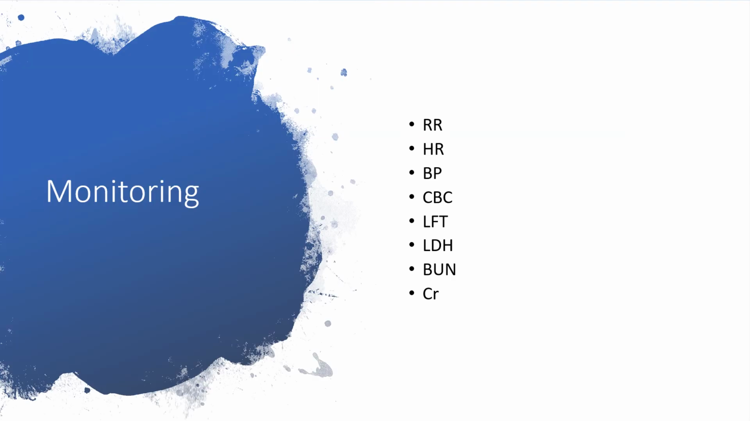Monitoring. We have to monitor the respiratory rate and the heart rate. Why that? I'm afraid of cardiorespiratory depression. Okay? We monitor the blood pressure because of hypotension. Complete blood count, liver function test, LDH, blood urea nitrogen, and creatinine.